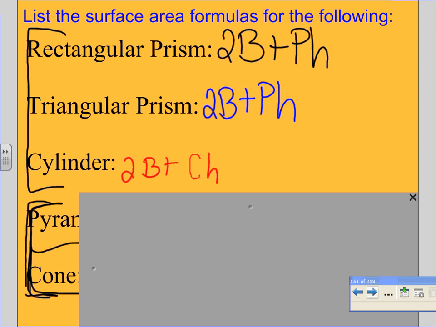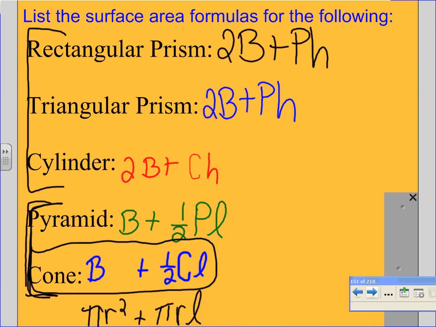Questions on those three formulas that we've learned? Okay, the last two, which I would also group together, is what we did yesterday and today. Pyramid and a cone. This one's kind of hard to see. Pyramid is B plus 1/2 times the perimeter times the slant height.